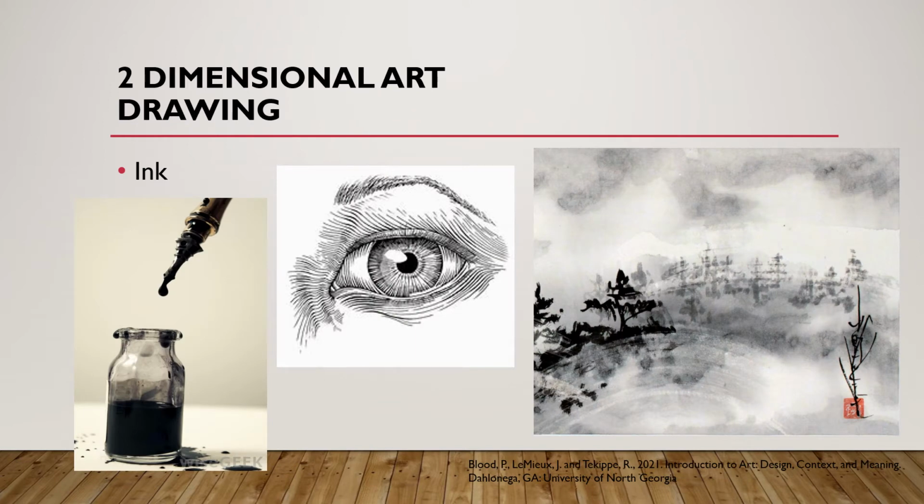Ink is a combination of a pigment and a binder that is suspended in a liquid. Ink can be used with a pen, as in the drawing of the eye, or it can be diluted and brushed on with a brush to create an oriental look. They call it sumi-e brush painting.